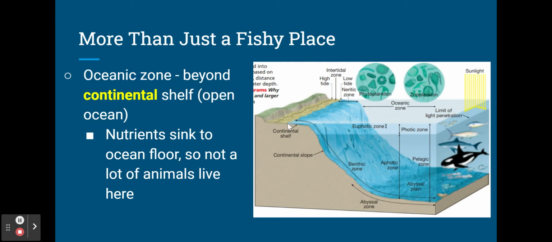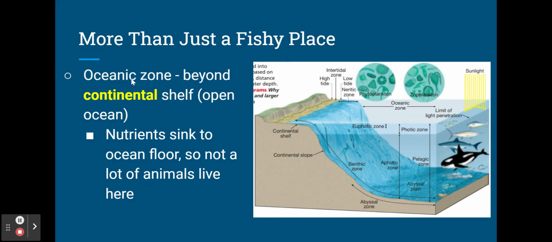So to give you an idea, here is our intertidal zone right near the coast. Then you've got the continental shelf, which is kind of surfacey, and then it dips. And this continental slope goes to the abyssal zone, which is all the way at the bottom.